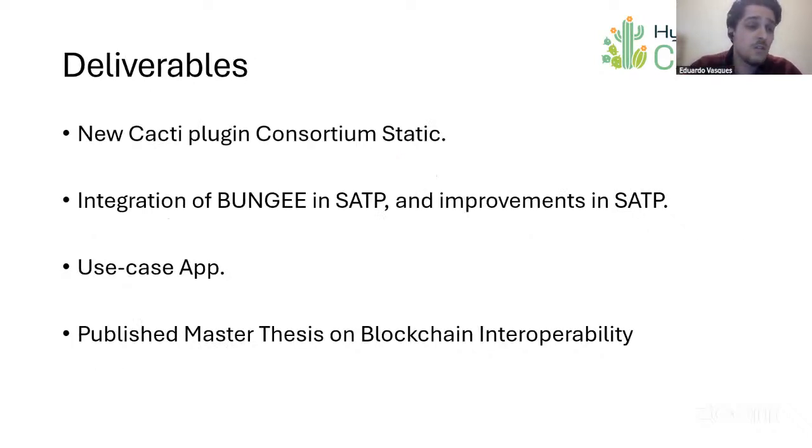And so, deliverables: we had the new Cacti consortium plugin. This was roughly, I would say, 4,000 or 5,000 code lines in the Cacti main repository, and is publicly available. We integrated Bungee into SATP and made several improvements in the Secure Asset Transfer Protocol, which is also publicly available. We created the use case app. This app is also publicly available. Everyone can test it and run it on their local machines. And finally, about documentation, I published this master's thesis on blockchain interoperability. I can probably then give out and send the links for anyone who wants to check any more details about the work.